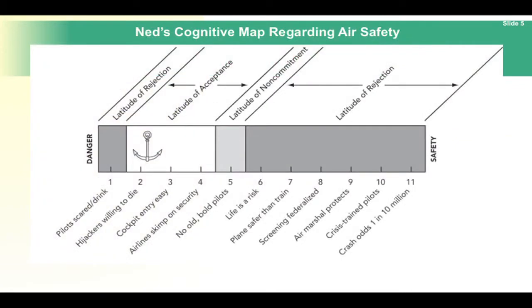Take a second and look at this example of applied social judgment theory. At the top, you have the latitudes of rejection, acceptance, non-commitment, and again rejection. And on the bottom, you have the specific application to airline safety.